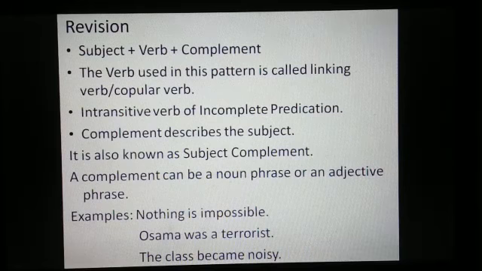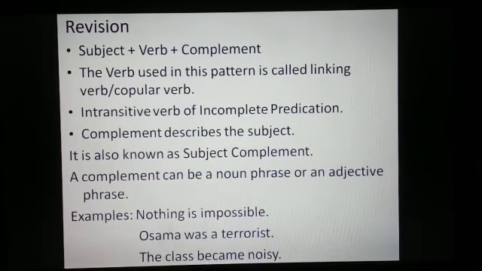Let's see the examples. Nothing is impossible. Osama was a terrorist. The class became noisy. So, impossible, a terrorist, and noisy are the complements given to the subject. If you remove these complements from the above sentences, the sentences will not give a complete meaning.